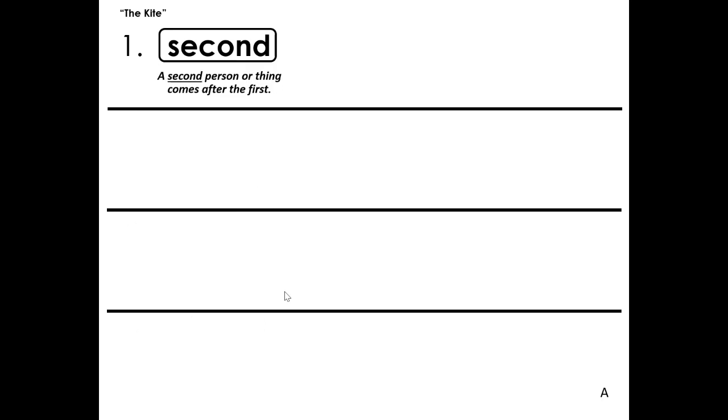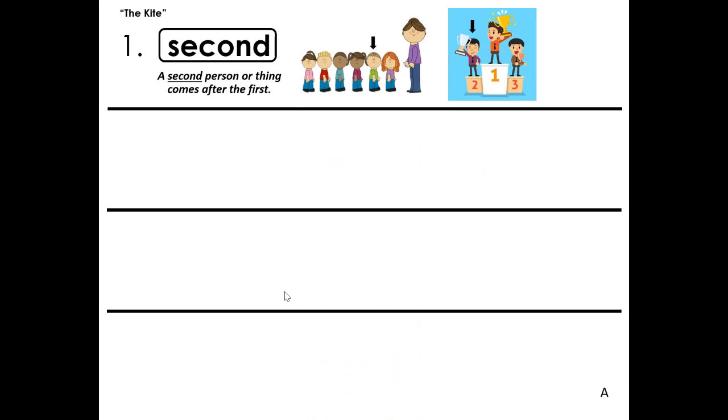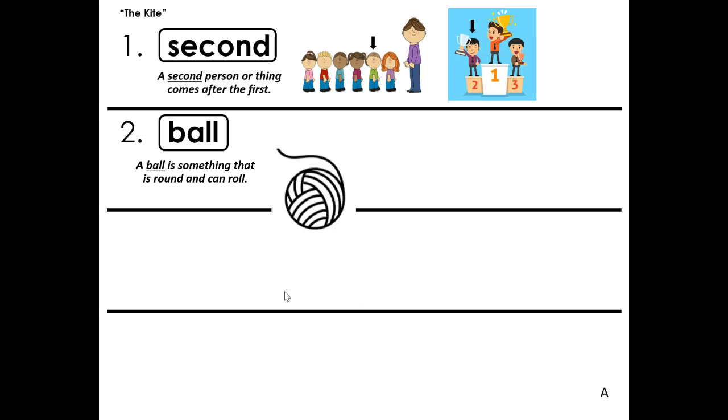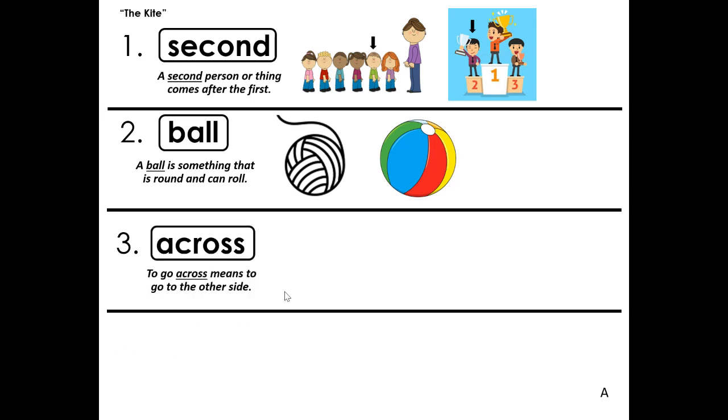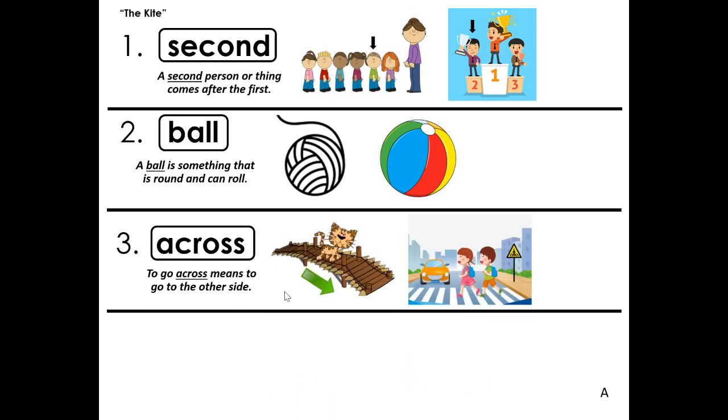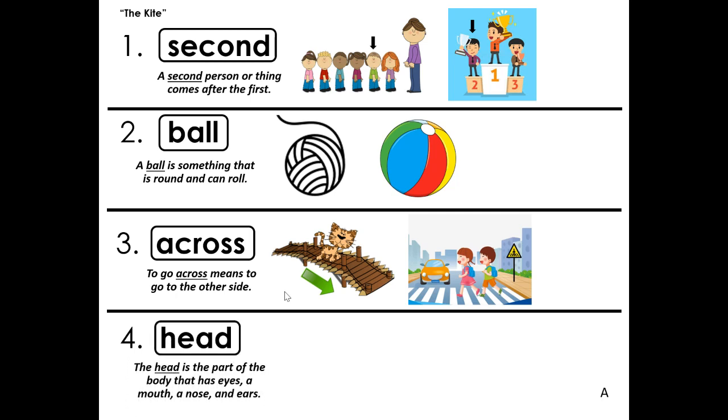So let's look at our completed anchor chart and review the words we just went over. Number 1, second. A second person or thing comes after the first. Number 2, ball. A ball is something that is round and can roll. Read them with me. Across. To go across means to go to the other side. What word? Across. Number 4, head. The head is the part of the body that has eyes, a mouth, a nose, and ears. Head.